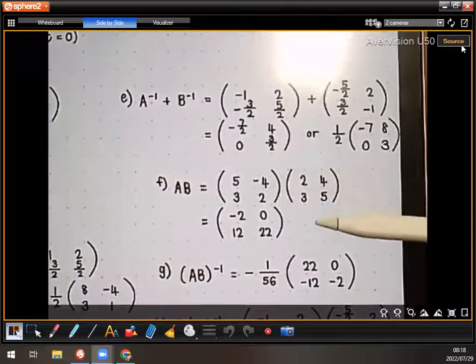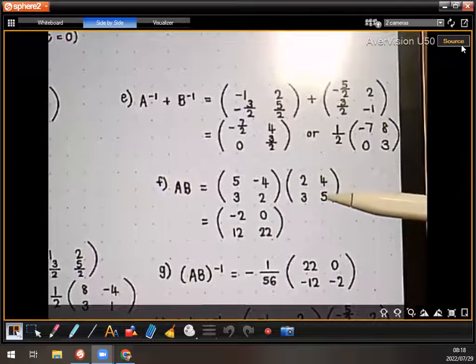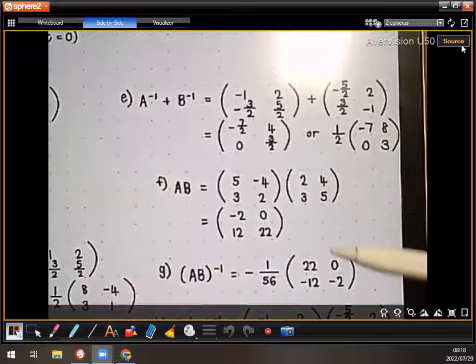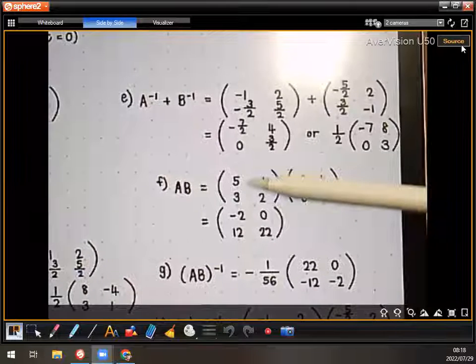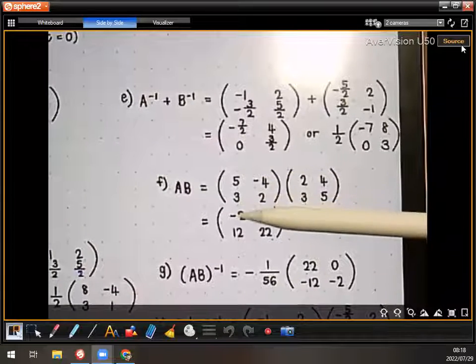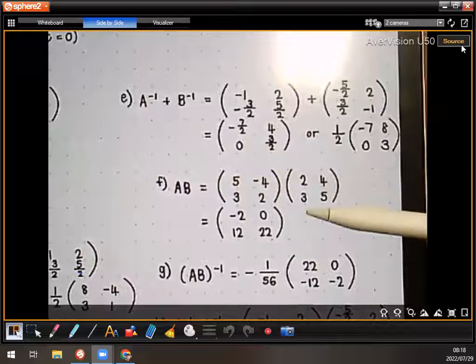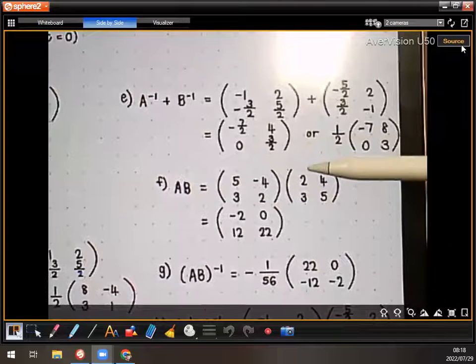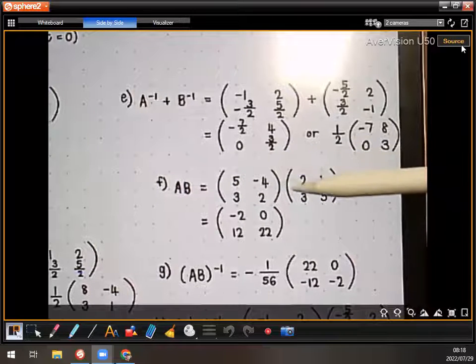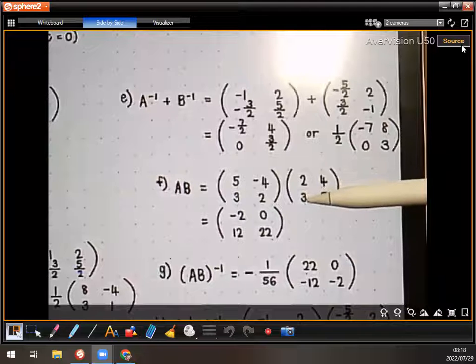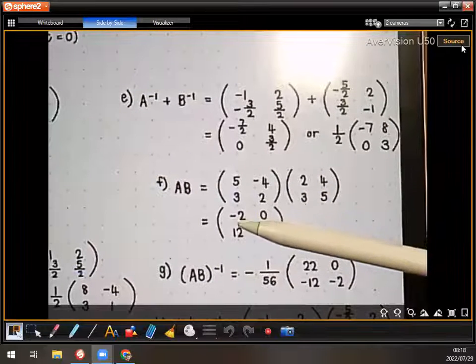Remember, let's go through this again, guys. Matrix multiplication is not complicated, it's just very easy to get confused. For your first row, first column element, you do first row, first column. So you're going to say 5 times 2 is 10, and negative 4 times 3 is negative 12. 10 plus negative 12 is negative 2.